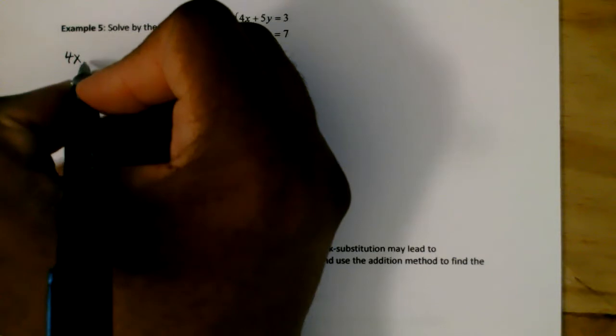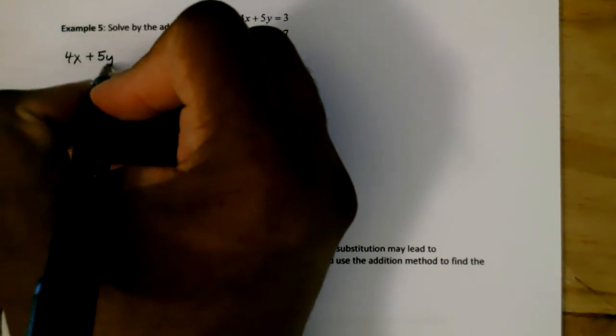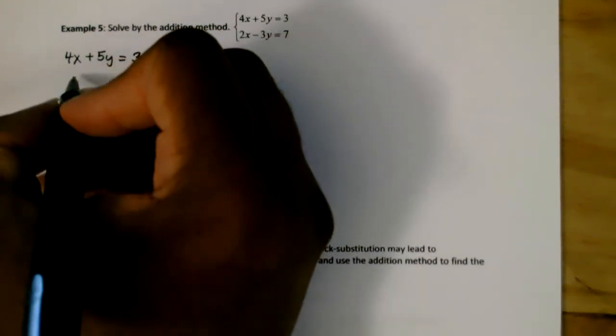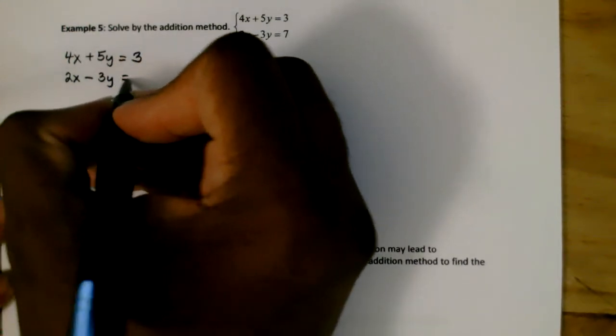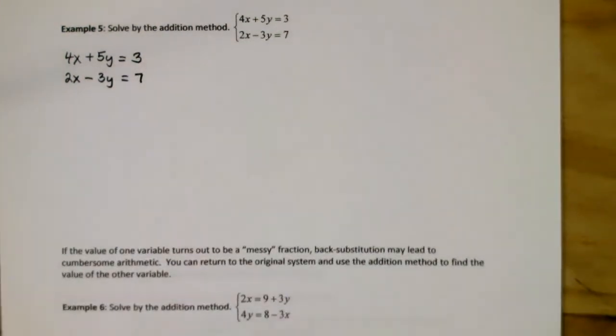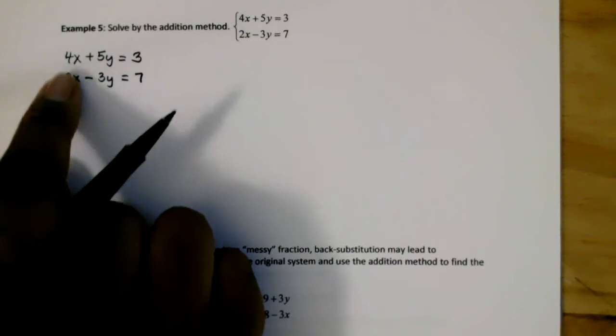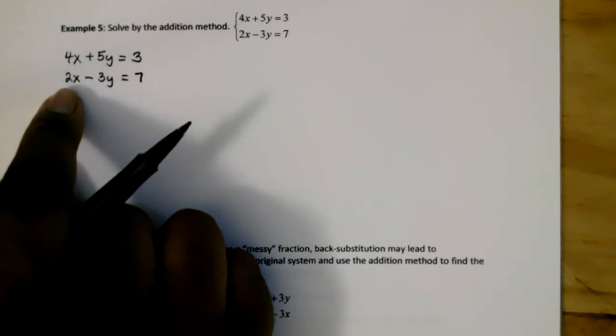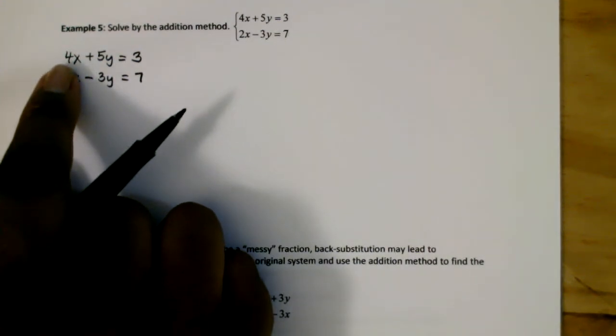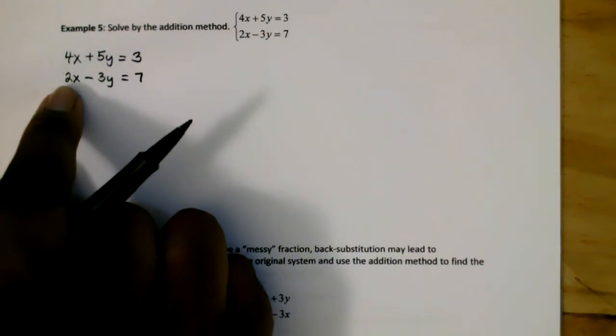All right, so now let's rewrite our equations. All right, in this case here, let's see what variable we can eliminate. Now, this is what I would do. This is just me. I'm going to eliminate the x's because I see something here. This 4 in front of the x is a multiple of this 2 in front of the x.